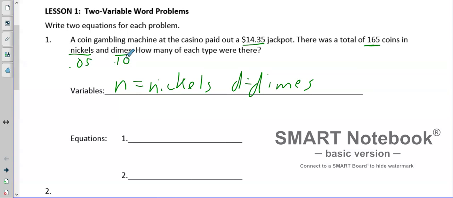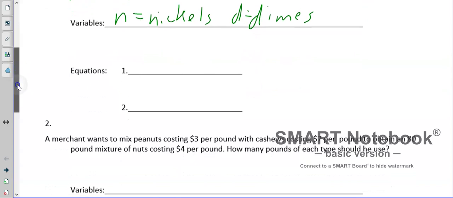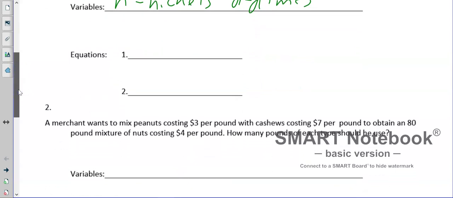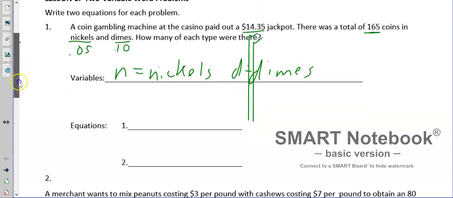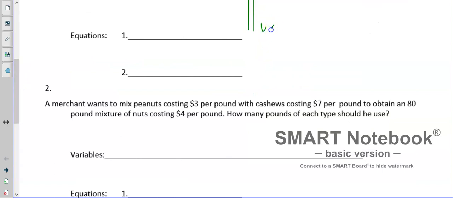Now, when you do problems like this, I like to have a value line. A value line, and actually I use personal preference. I usually do number first. A number and a value line.